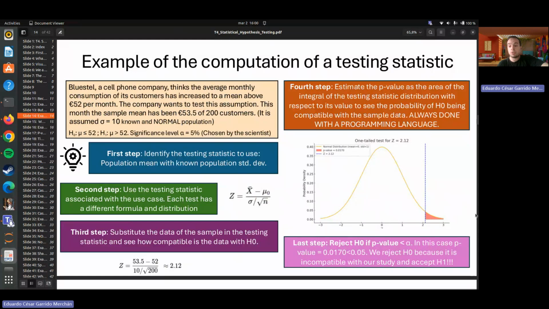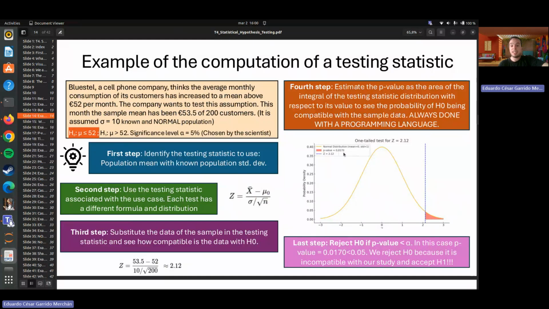Why from 2.12 to infinity? Because we have this sign over here. So this is telling us that the probability that the empirical data supports the null hypothesis, that is, that the mean of the sales is lower or equal than 52, is just 0.0170.